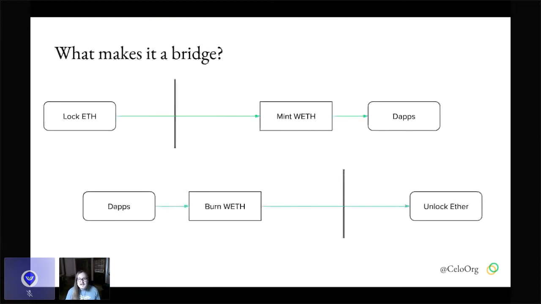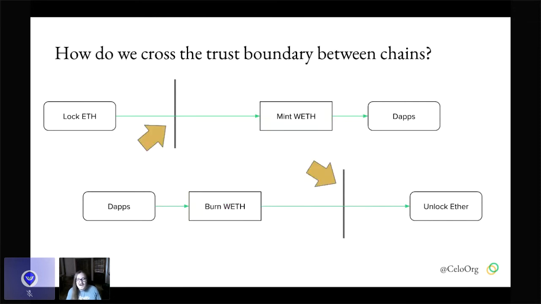And so what makes this a bridge? There's two parts we care about here, right? It's the minting and the burning. We want to ensure that the supply of Ether stays constant and that we're just reallocating existing Ether. And we want to make sure that we only mint if there's locked Ether, and we only unlock Ether if we burn WETH. So the part that makes it a bridge is the application layer. It's the high level, what does the user want out of it? They want to move assets around. But the actual difficult part is crossing that boundary between chains.